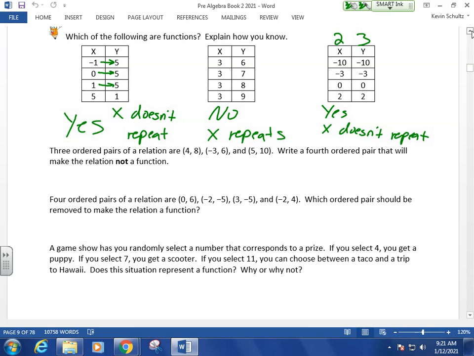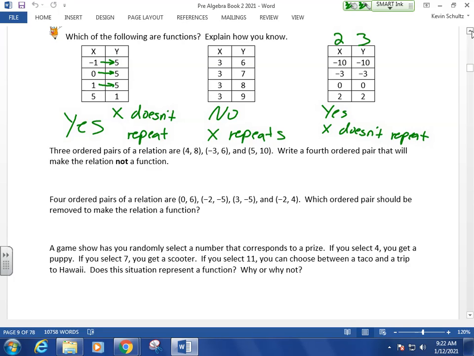Okay. 3 ordered pairs. First word problem here. 3 ordered pairs of a relation are 4, 8, -3, 6, and 5, 10. Write a 4th ordered pair that will make the relation not a function. Okay. There are several different answers to this. Infinite number of answers to this question, actually. Who would like to raise their hand and give us an ordered pair that you can add to this relation that would make it not a function? Currently it is. What would make it not a function?